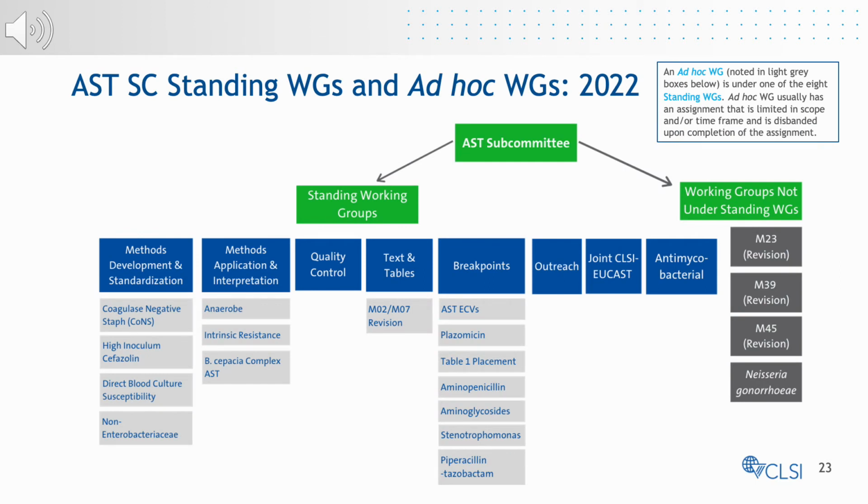This is a quick snapshot of the AST subcommittee structure. The standing working groups are outlined in dark blue, with their ad hoc working groups below them. In addition, there are working groups that are not under standing working groups. They are not considered ad hoc. Those are listed on the right-hand side in dark gray.